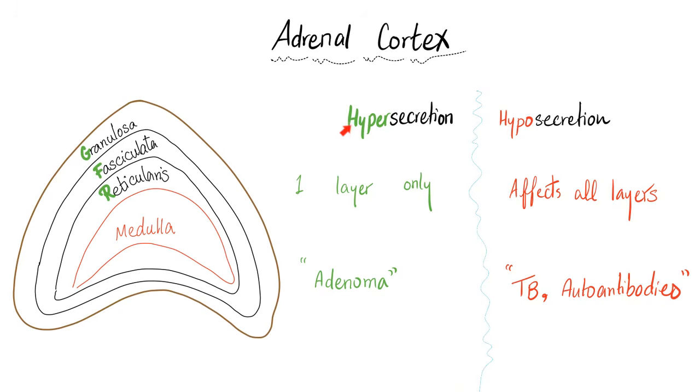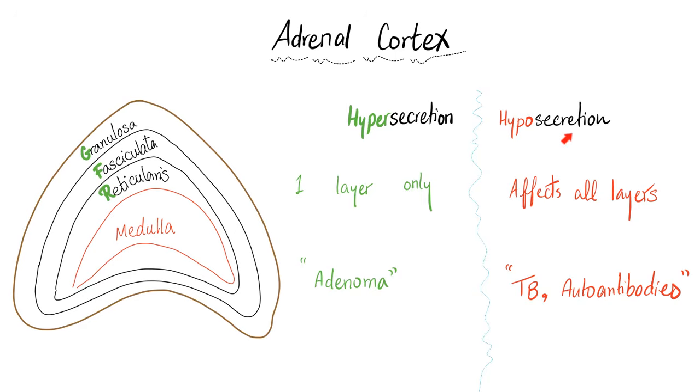If the cortex is hypersecreting, it's usually coming from one layer only. It's either the glomerulosa has gone crazy, hypersecreting aldosterone, or the fasciculata has gone insane, hypersecreting cortisol, or the reticularis has lost its cool and is secreting too much adrenal androgens. So with hypersecretion, the problem is in one layer. What kind of problem? It could be hyperplasia, adenoma, or adenocarcinoma.